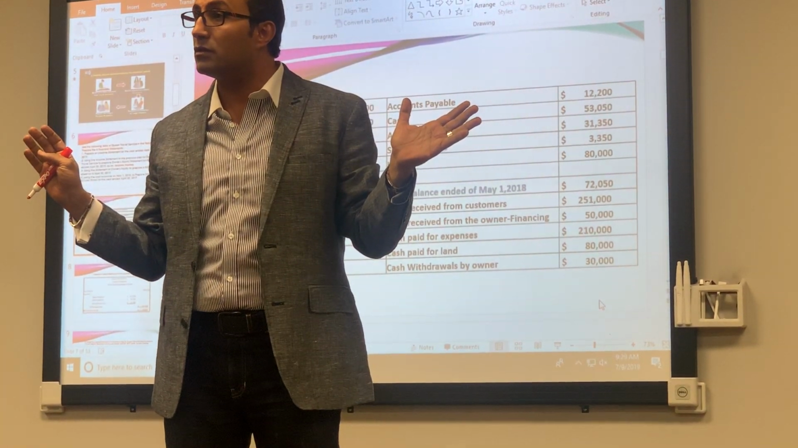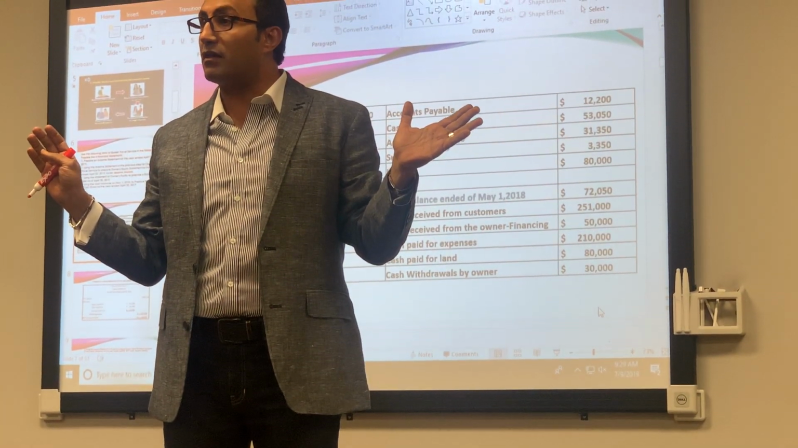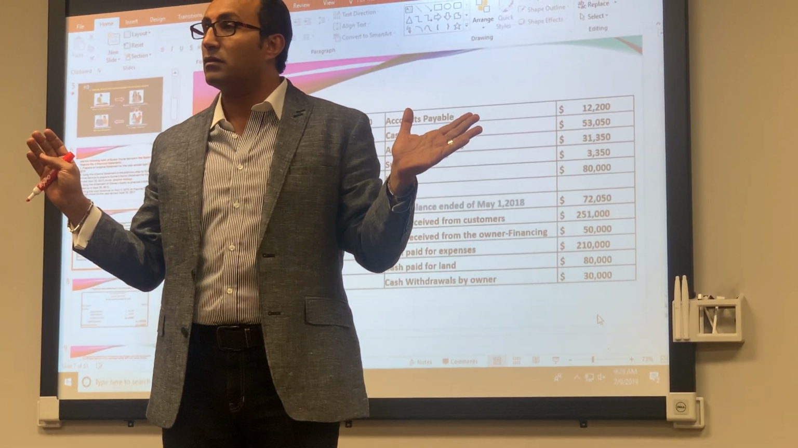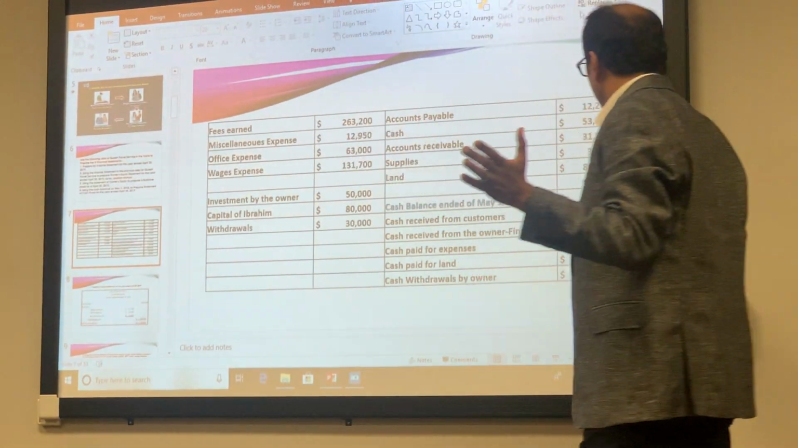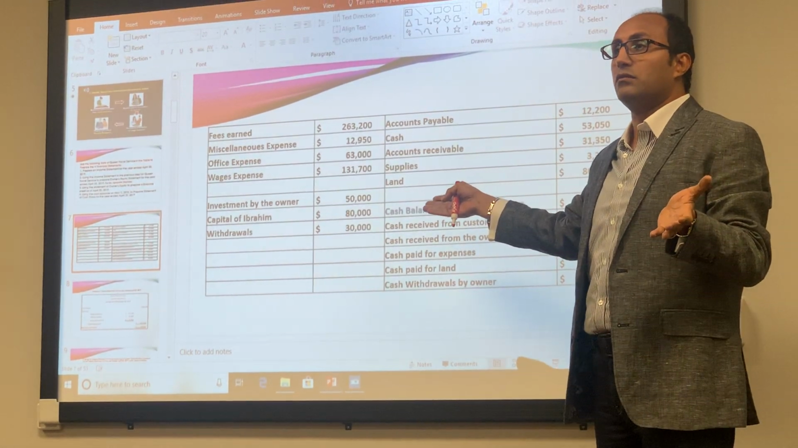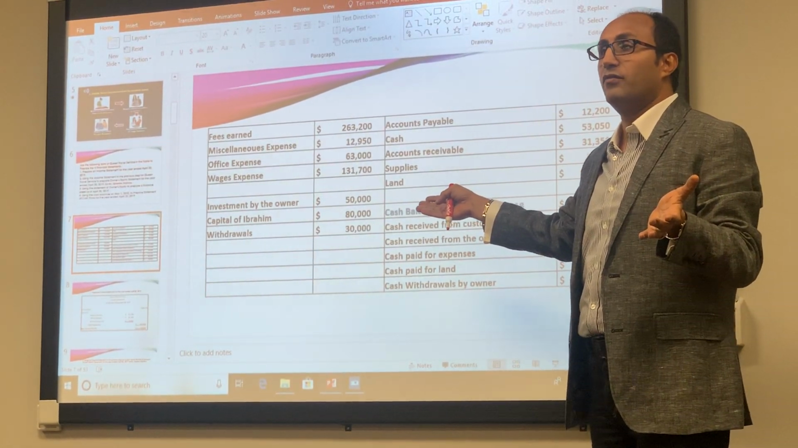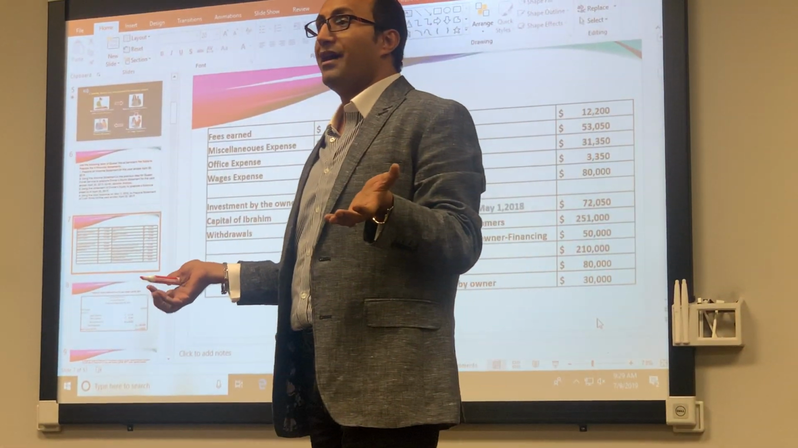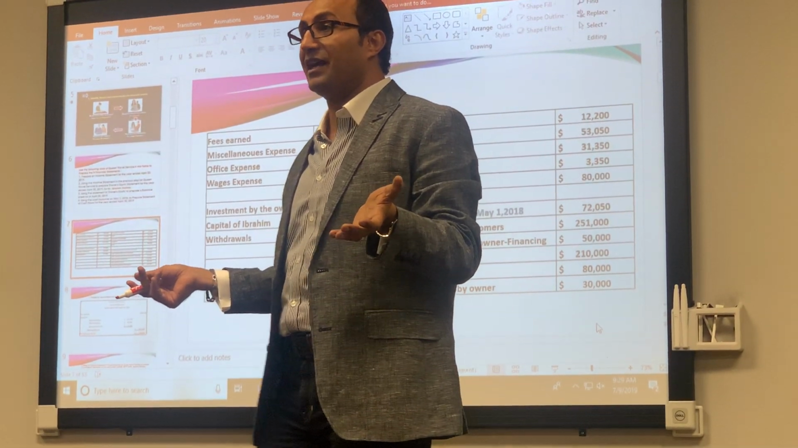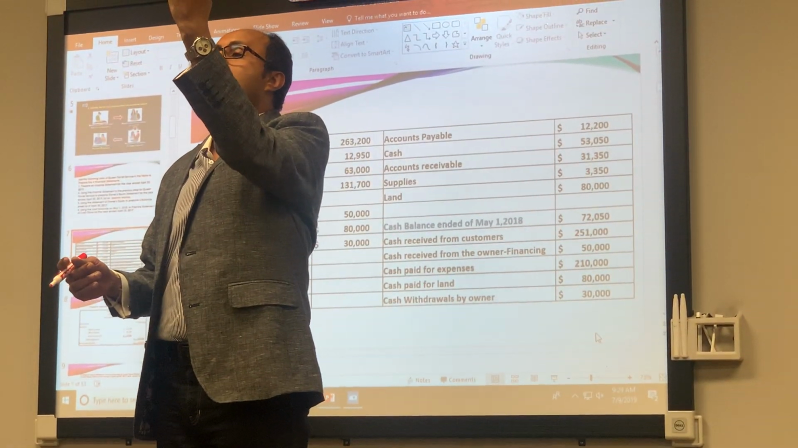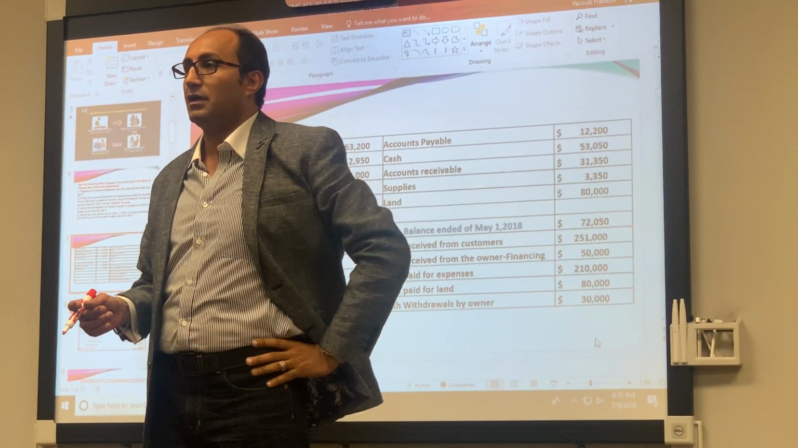Sorry? Where does net income go in all that? Why do you use net income in owner's equity if you're just using investments? We will use it in the owner equity. But where? You put another section, you put net income. Yeah, because owner equity. So it's really investment, capital, withdrawals and net income?